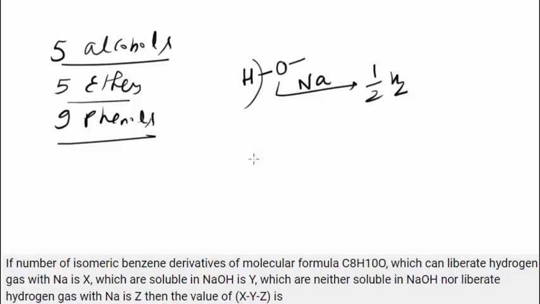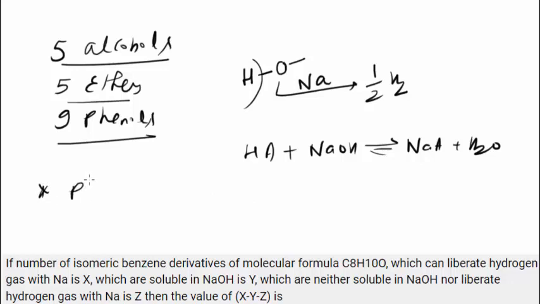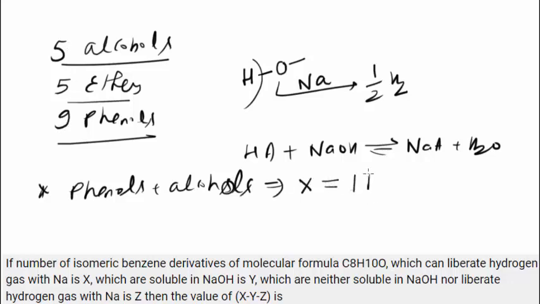And it says soluble in NaOH. Please note, any compound which is more acidic than H2O will be soluble in NaOH. Phenols are more acidic than H2O. Alcohols are not. Ethers are not. So what can we say? We can say that phenols plus alcohols liberate H2 gas with sodium. So we'll say this as X. So the value of X will be 9 plus 5, 14. Right?